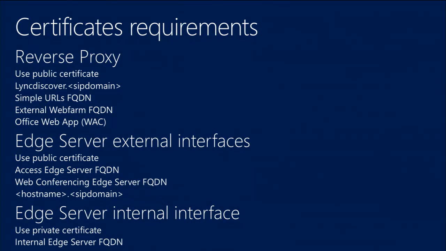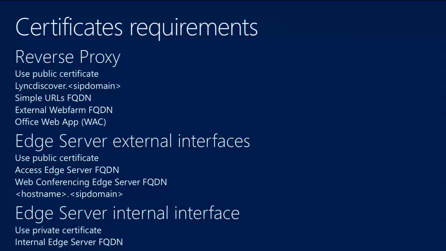Right, so we have our external interface. Public certs, 2 names, real simple. Whatever you're using for Access Edge, like sip.microsoft.com, and whatever you're using for your web conferencing edge, like webconf.microsoft.com. Yeah, real original, I know. But that's it. And you can achieve that all with 1 cert, by the way. Right? I don't have to buy 2 certs.